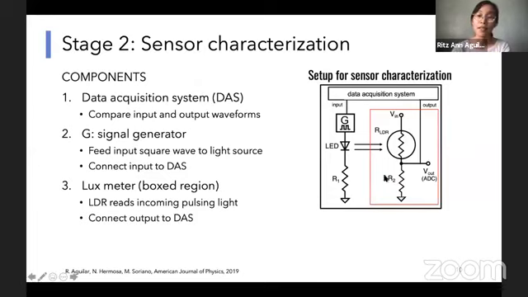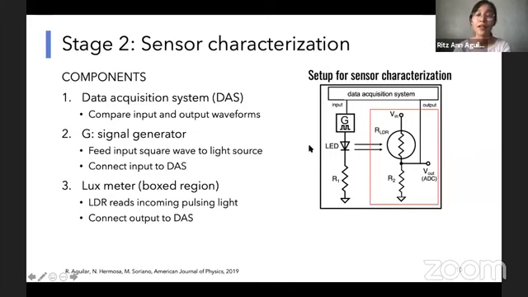In this case, with this one here, the boxed area is the lux meter system or the voltage divider system. Its output voltage is connected to a data acquisition system, say an oscilloscope, and then you have a light source here, which is an LED connected also to a resistor. And then you feed a square wave, for example.